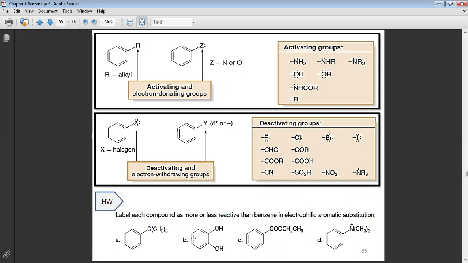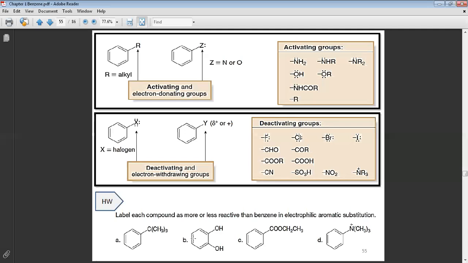Okay, good. The third one. Withdrawing. Resonance and partially positive charge. So more reactive or less reactive than benzene? Less, deactivated, less reactive.